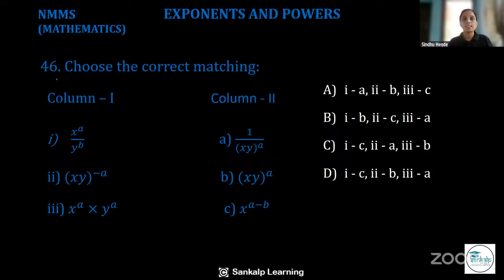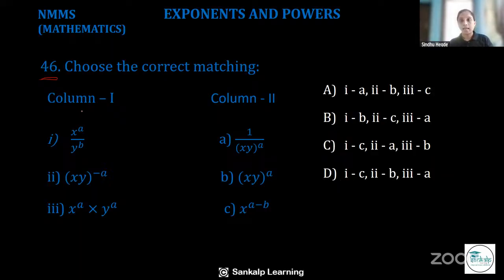Let us see question number 46 of the chapter Exponents and Powers. Choose the correct matching. Column 1 and column 2 are given. Column 1 contains: first, x raised to a divided by y raised to b. Second, (xy) whole raised to minus a. Third, x raised to a into y raised to a. In column 2: A, 1 by (x into y) whole raised to a. B, (xy) whole raised to a. C, x raised to a minus b. These all are the given options.